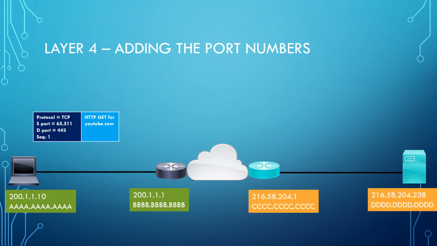So layer 4 is about adding information onto the data to denote the sender application and the receiver application. So in this case, once the application has built that data, it's going to send that data down to TCP, to the TCP protocol. TCP is going to define the source port, so that's going to be the sending application, aka the web browser that Bob opened up to type in youtube.com, and it's going to define the destination port, in this case 443. The destination port is going to be the HTTPS service running on the web server.